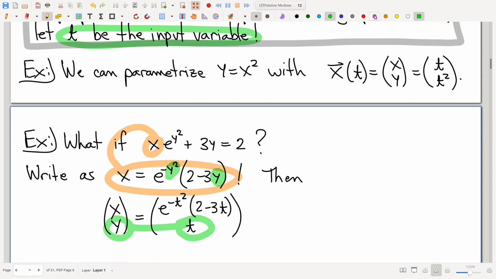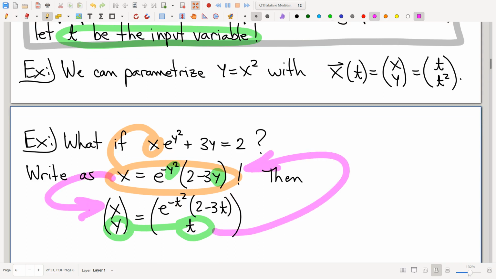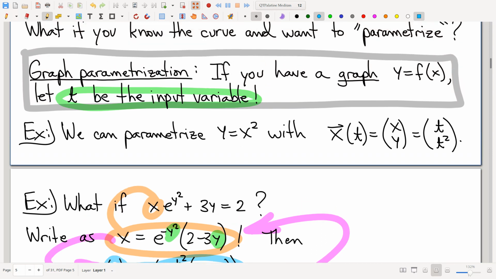Basically all over with the shouting at this point, because I can take this and plug it into there, which pretty much forces x to be that expression. Again, game over. I have position as a function of t. Everybody good? Okay. Real slick move. When you have a graph, let t be the input variable.